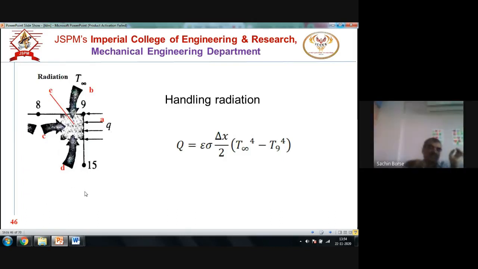Before moving further, in this problem the radiation was not taken. Just to tell you how to take the radiation into picture, suppose on the component A, on the top of 8 and 9, there is a radiation. How to take this radiation into account? We have to write the emissivity of this surface, 8, 9 surface, into the sigma. Then the size of this element along the x-axis is del X by 2 into T infinity raised to 4 minus T9 raised to 4. Like this we have to take it if there is a radiation. I have just shown it for example. Now move further.